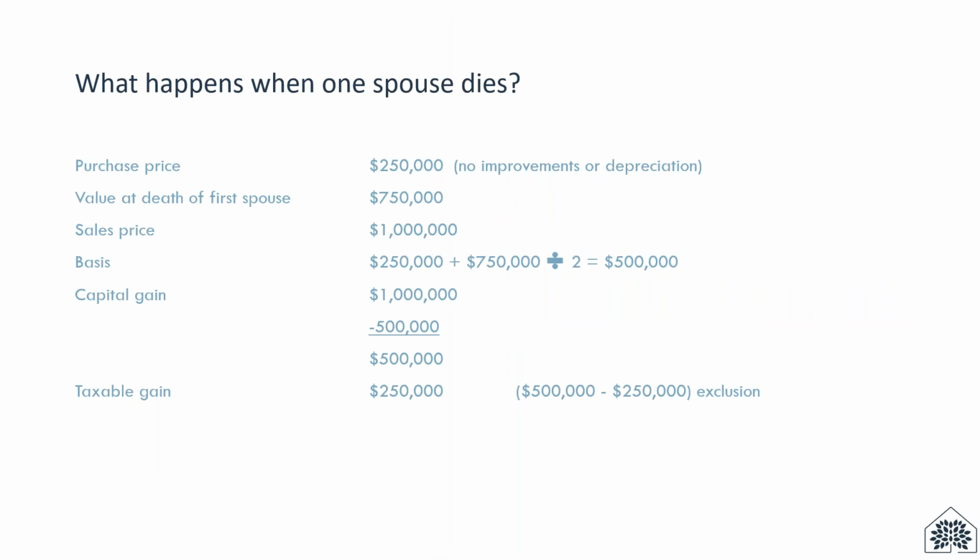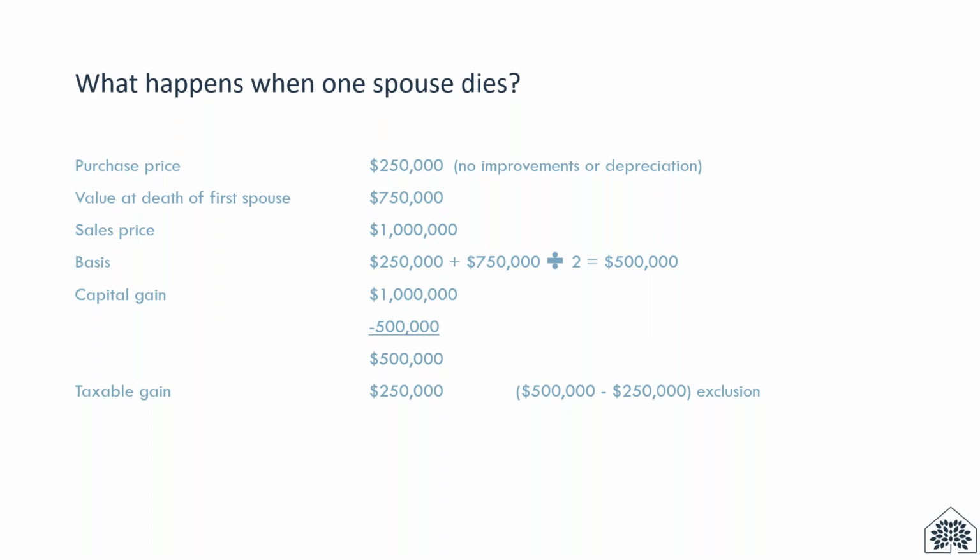So what happens when one spouse dies? The joint owners of the house get a partial step up and a partial Section 121 exclusion. Let's go through an example. Let's say they purchased the property for $250,000. They made no improvements. The first spouse dies, and at the time they died, it was worth $750,000. Then some years later, the surviving spouse decides to sell it for $1 million.